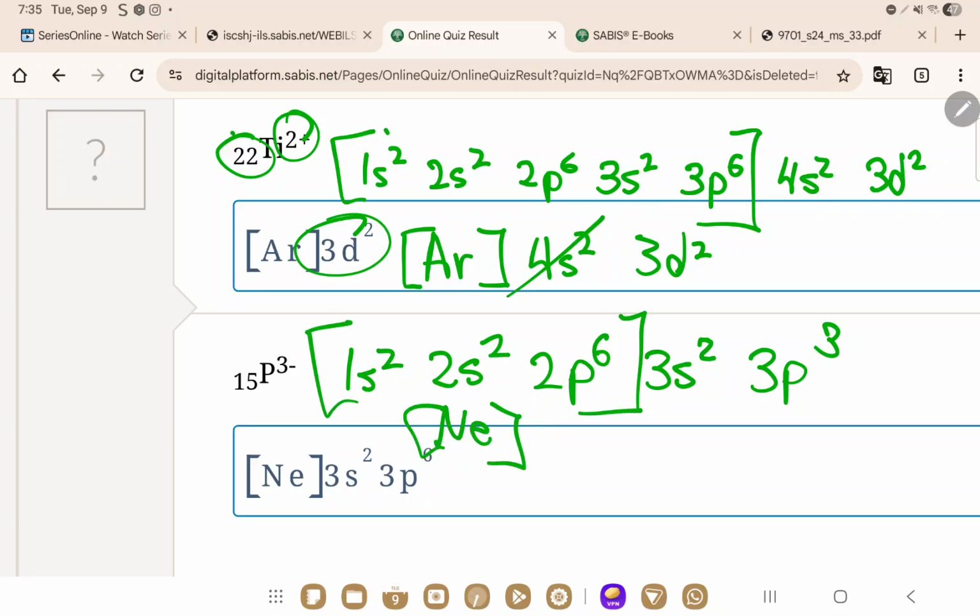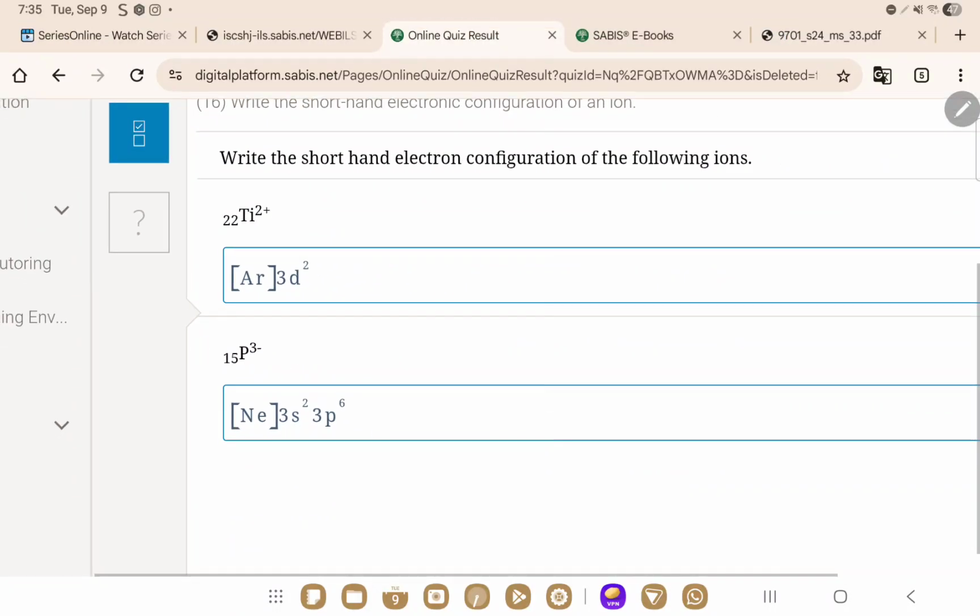Now 3s2 goes down, and 3p6 goes down, 3p3. Now we need to give it 3 electrons. Where do we give it? To the highest energy level. We have 2 energy levels that are 3, so the highest letter, which is P, so you give it 3 and it becomes 6. And that's it for this question.